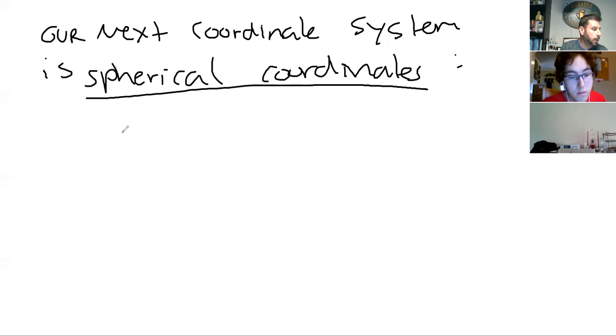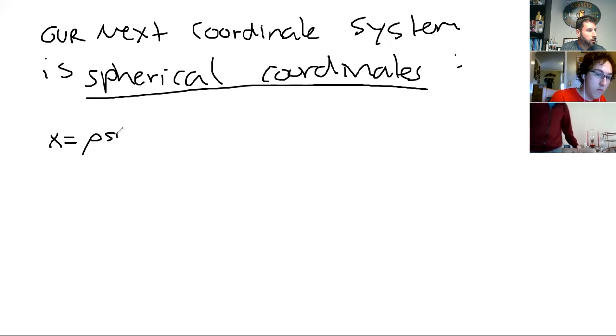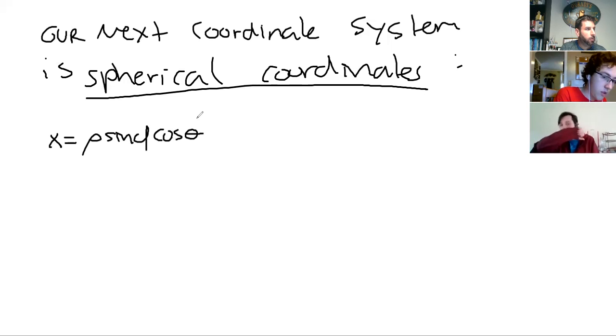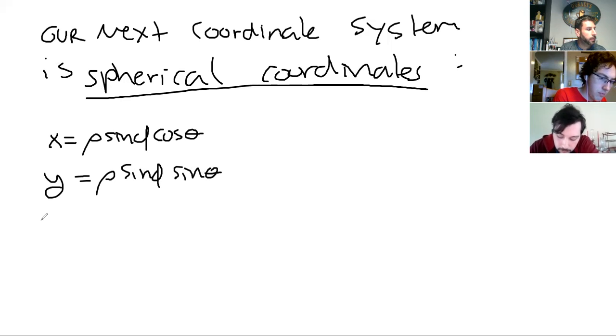Okay, so what are the spherical coordinates? Well, we're going to have the following. Instead of having r cosine theta, we introduce a new letter called rho. And then we introduce two angles, one called phi and the other called theta. And this looks scary, but honestly, if you do it a few times, you'll never forget it. In fact, I've never forgotten it, and I've been doing this for a long time.